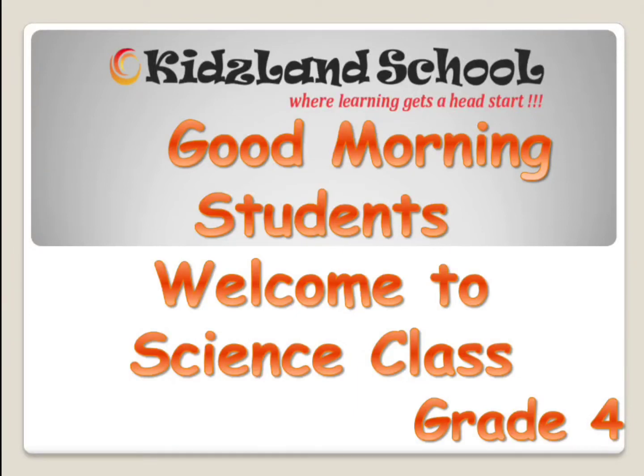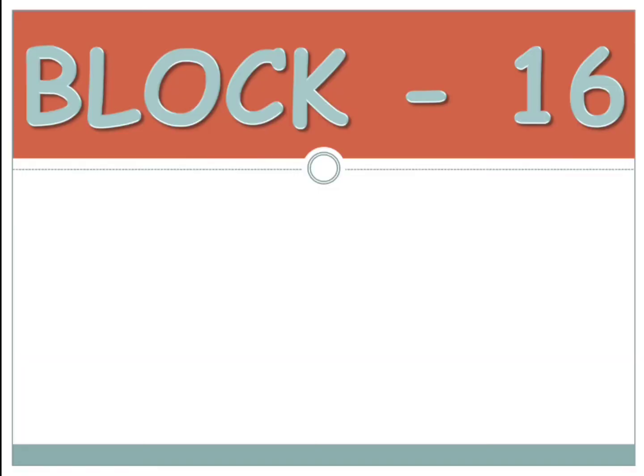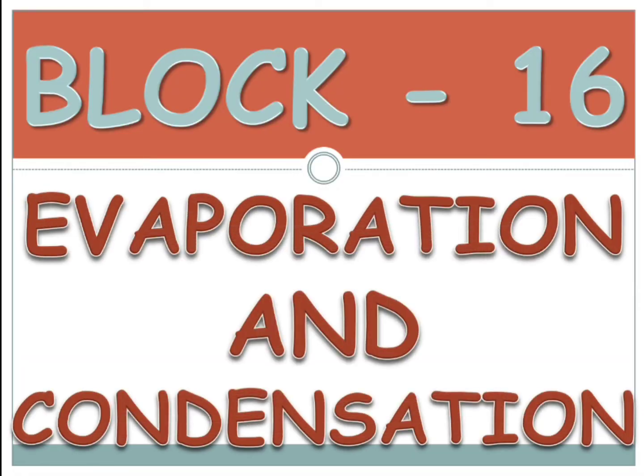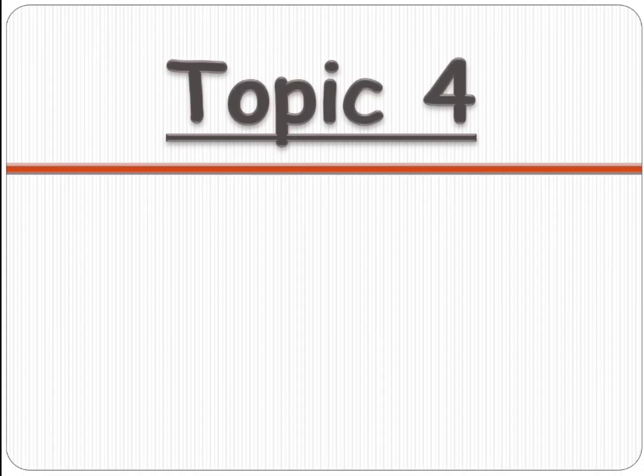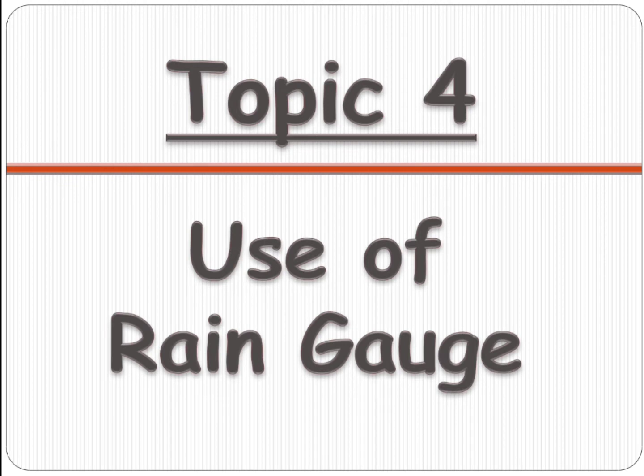So, in science, we are learning the 16th block, which is evaporation and condensation. In this block, you have learned what is condensation, what is evaporation, how the wind increases the rate of evaporation, what is water cycle, isn't it? So in the last topic we are going to learn use of rain gauge.